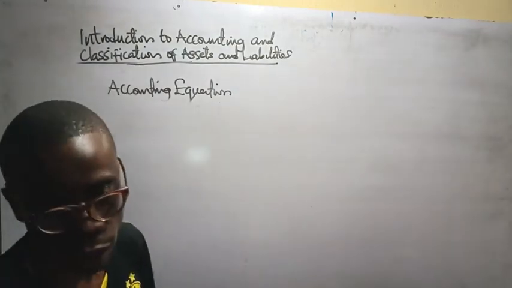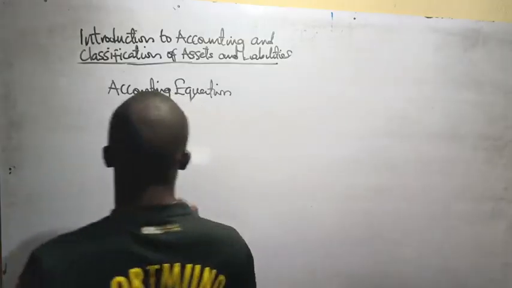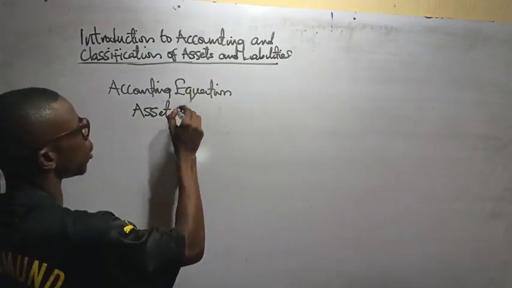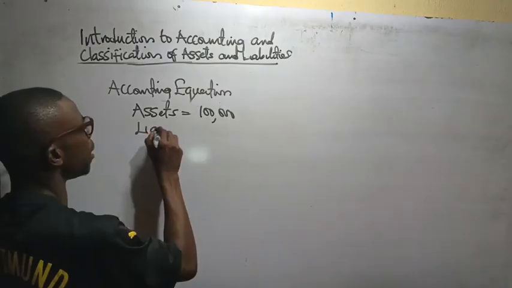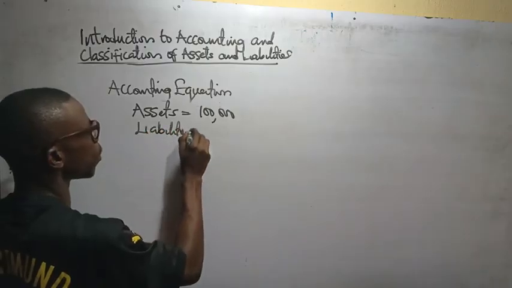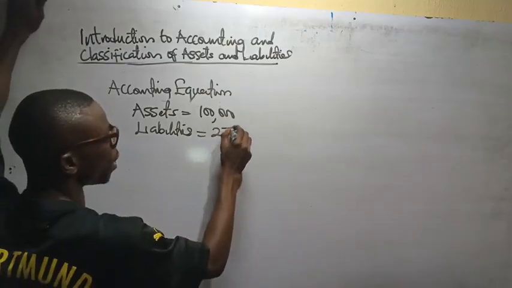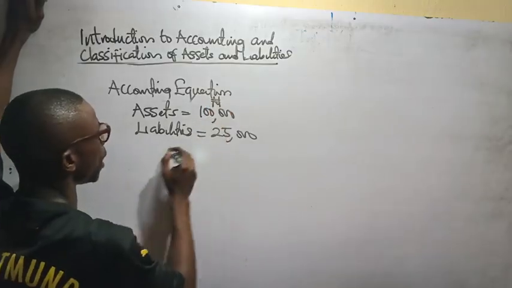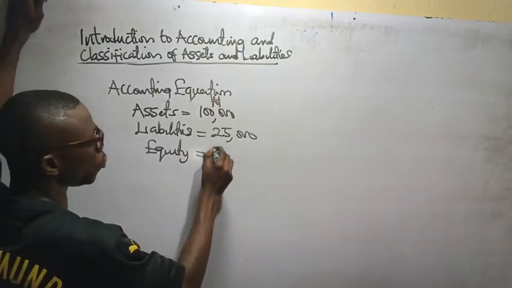So let me give an example now. Let's give an illustration before we go to the example. Let's say you are given an asset of 100,000 and you are given a liability of 25,000. They now say, what is your equity? You don't know your equity.